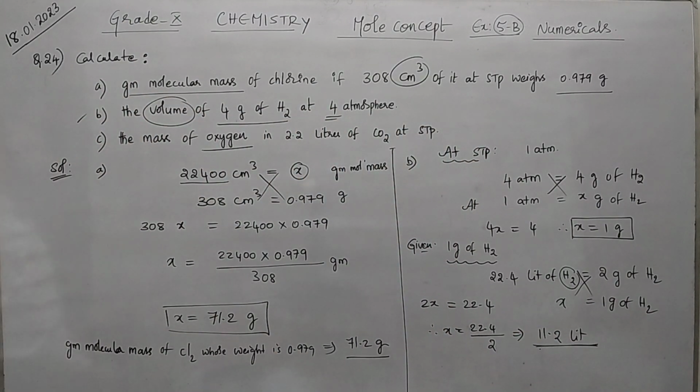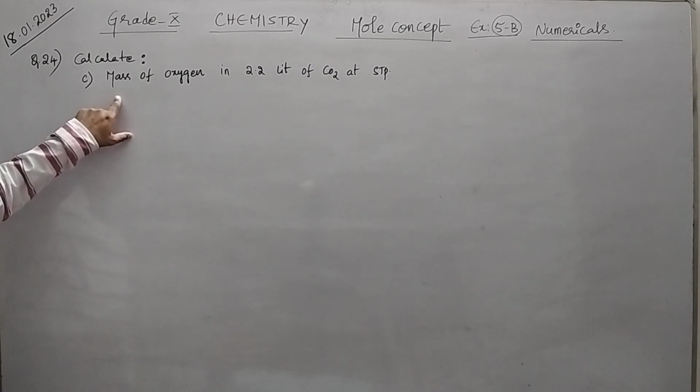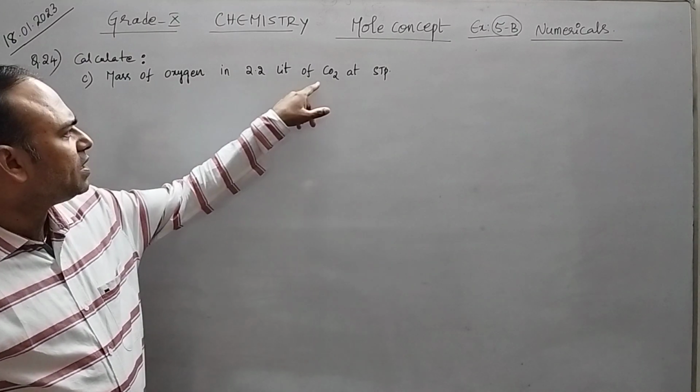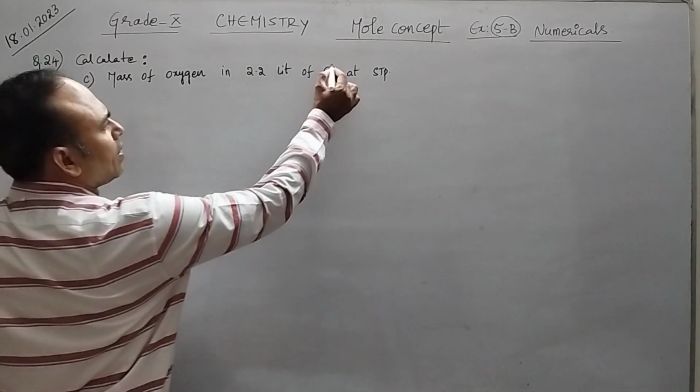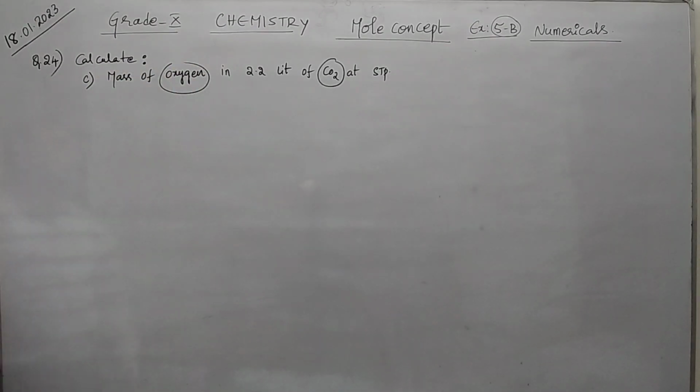So make a note of this. Hope you have understood. Try to solve question number 24C. I'll give you the solution. Now 24C, hope you have understood this. They are asking calculate mass of oxygen in 2.2 liters of CO2. See, the gas is CO2, but they are asking for oxygen. So let us calculate this first.